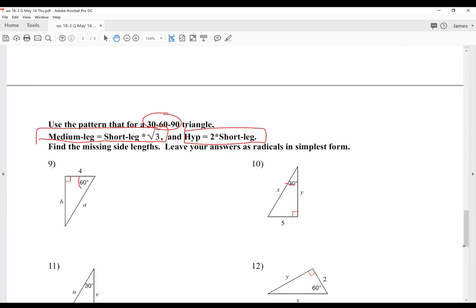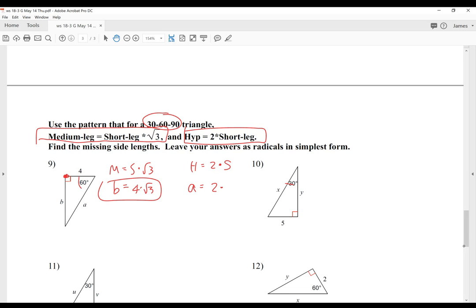Okay, so number 9. Medium is short side times square root of 3, and hypotenuse, the largest, is twice the short side. I'll change to large later. So medium in this case is B. Short side is 4. Well, that's it. You cannot multiply whole number 4 and square root of 3, so you're done. That's the answer.